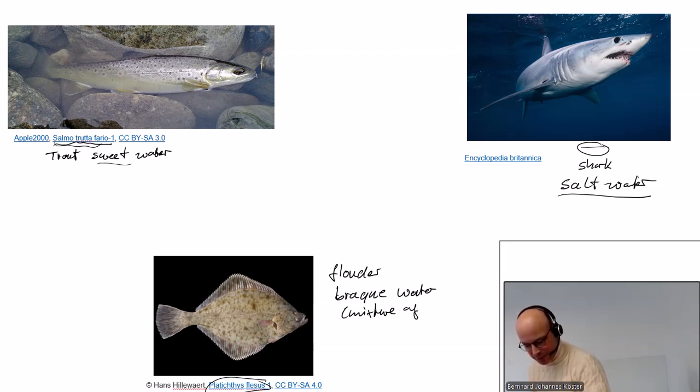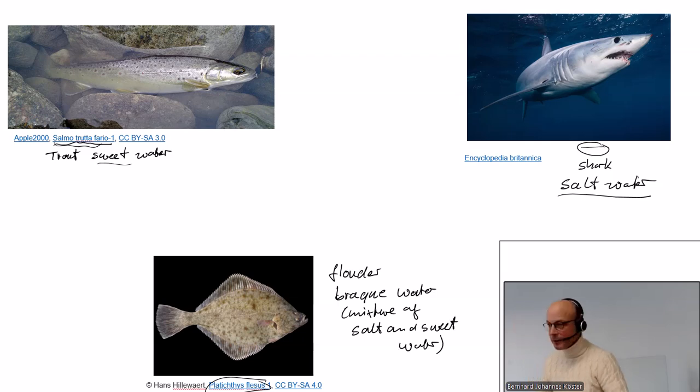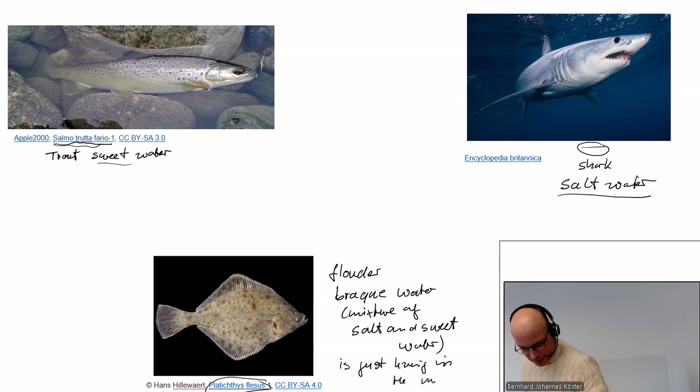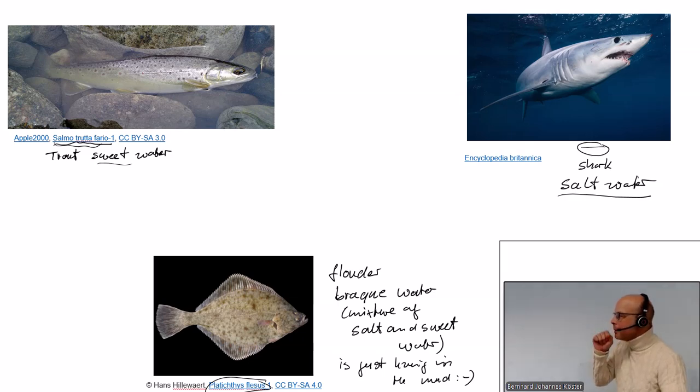Mixture of salt and sweet water. This one is just living in the mud. Well, what has this to do with economics?